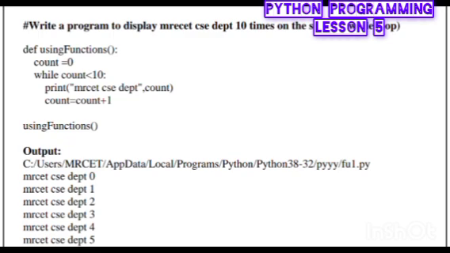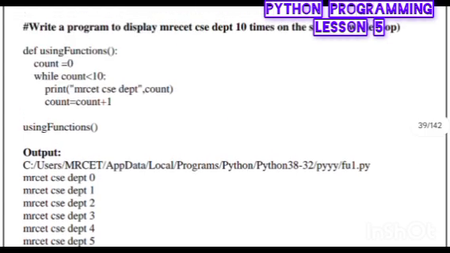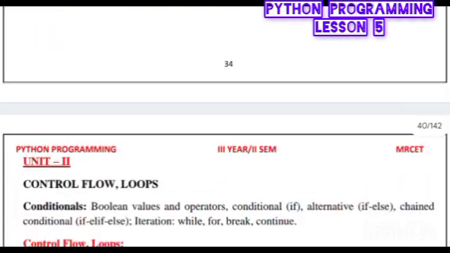The function can be run 10 times by using a while loop. Here the while loop will print 10 times. One print statement will print 10 times. This is a while loop.